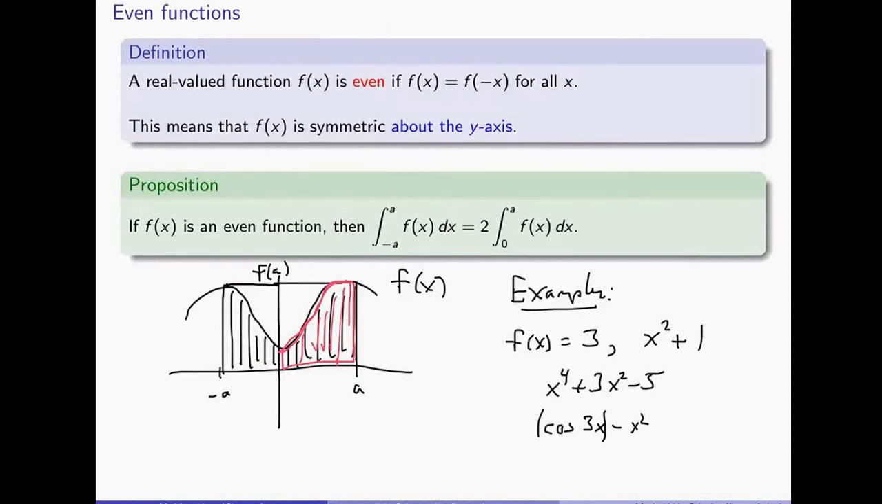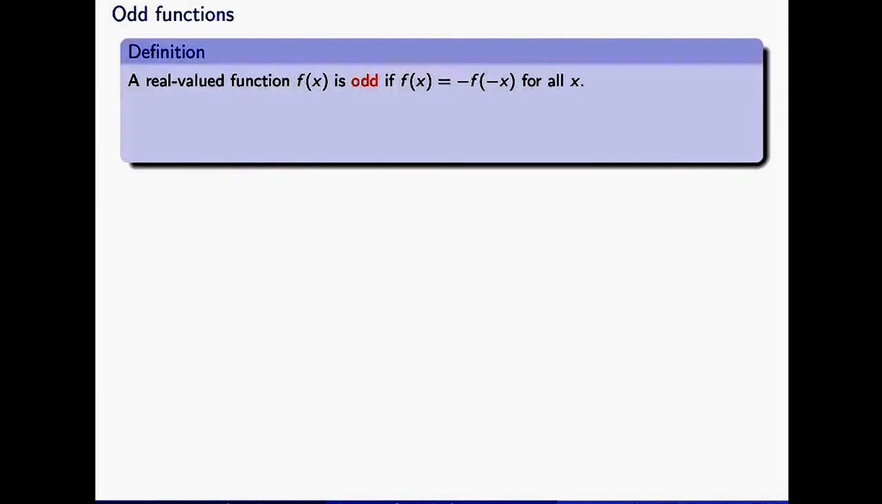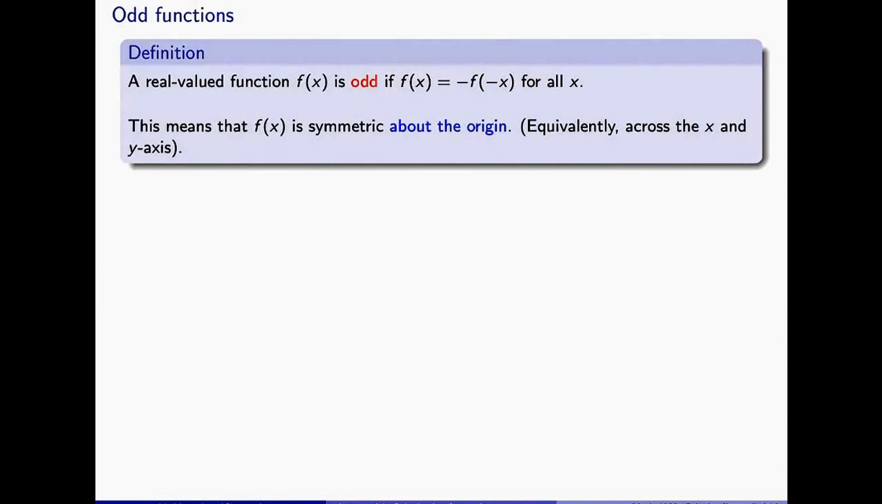What else? Odd functions. A function f of x is odd if f of x equals negative f of negative x for all x. This is just saying that f of x is symmetric about the origin, or equivalently across the x and the y-axis. Before we draw a picture, here is the result: if f of x is an odd function, then if we integrate it over a symmetric interval, we get 0. And this is quite obvious from the picture.